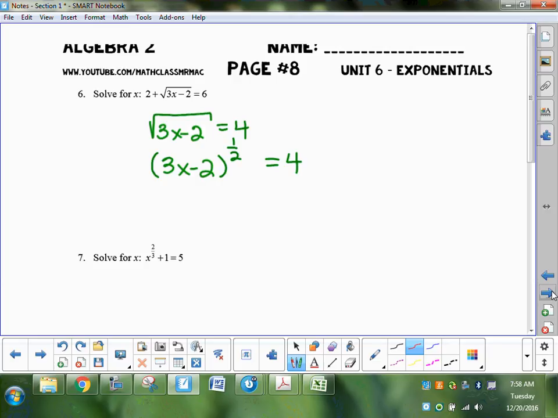If I raise both sides to the reciprocal power, Colleen, what would you go through and get? What power are you going to raise both sides to? Yeah, to the reciprocal power would be 2 over 1, or 2. That's the same as squaring it. Now, Colleen, what would your next line be?